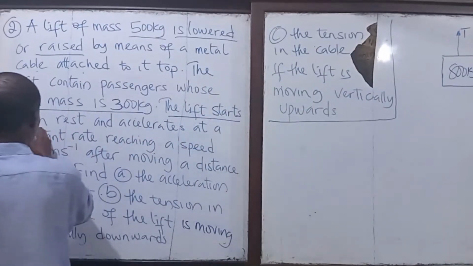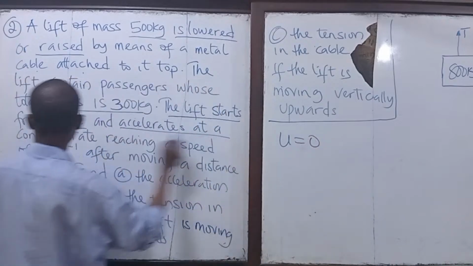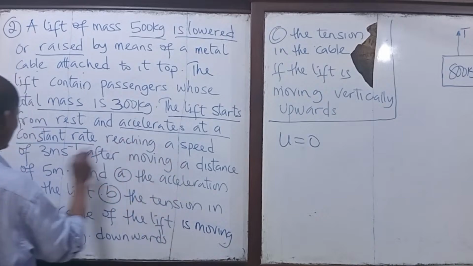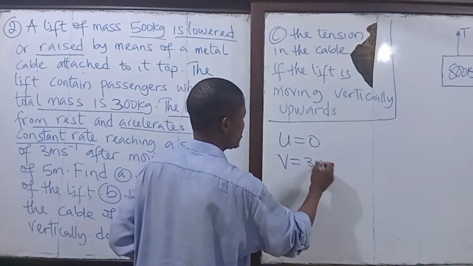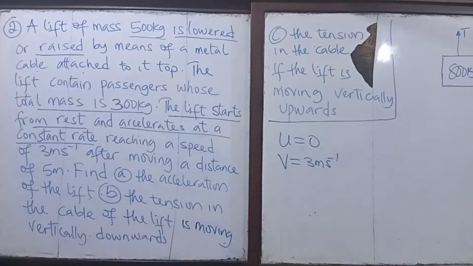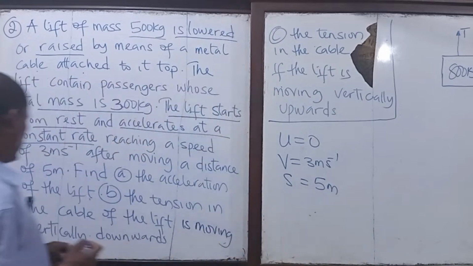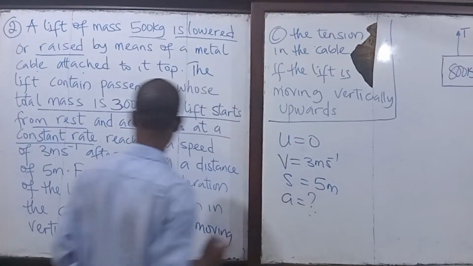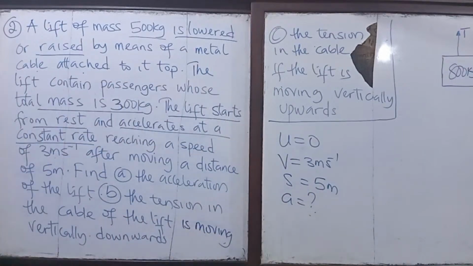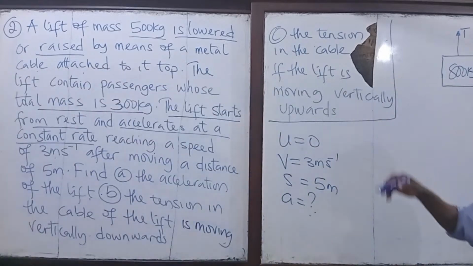The lift starts from rest. That's U, the initial velocity is 0, and it accelerates at a constant rate, reaching a speed of 3 meters per second. So the final velocity is 3 meters per second, and it covers a distance of 5 meters. What again do we have there? Find the acceleration. We don't know the acceleration, that's the question mark. And then we have the final velocity and the initial velocity.